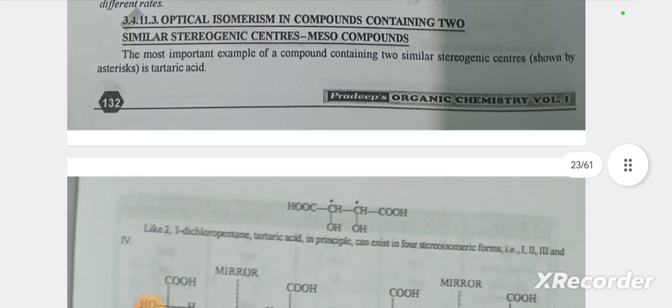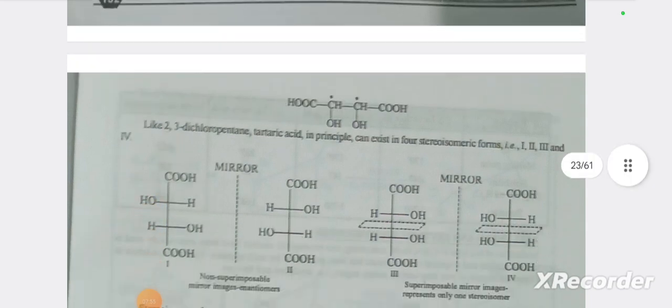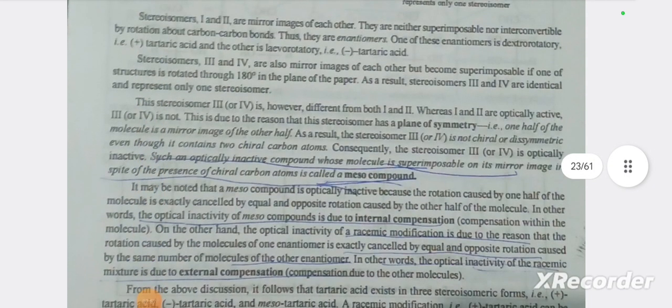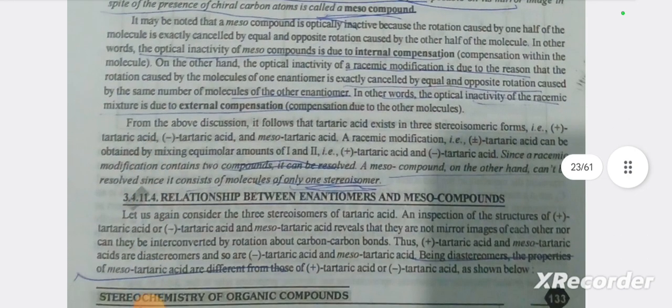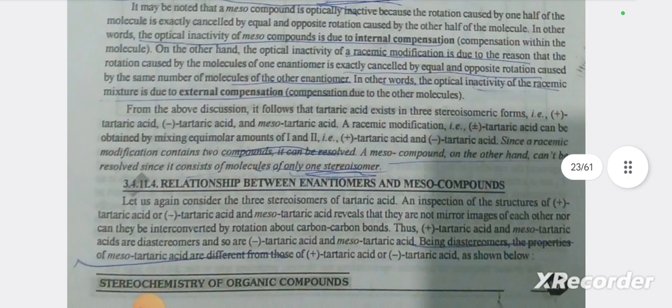Optical isomerism in compounds containing two similar stereogenic centers: meso compounds. The most important example of a compound containing two similar stereogenic centers is tartaric acid. It may be noted that a meso compound is optically inactive because the rotation caused by one half of the molecule is exactly cancelled by equal and opposite rotation caused by the other half of the molecule. In other words, the optical inactivity of meso compounds is due to internal compensation.